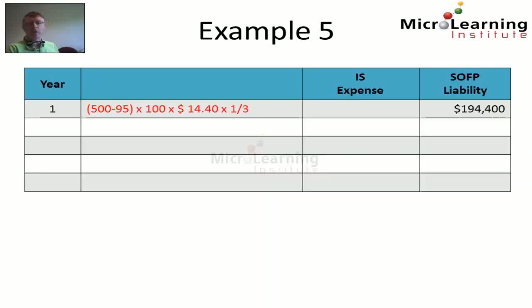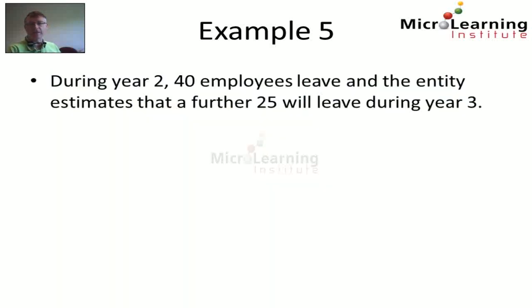So when we look at year 1, we say that we had 500 employees, and we anticipate that a total of 95 of them will leave. They're all going to be entitled to 100 SARs, and again the fair value of the SARs at year end year 1 is $14.40, and of course we time apportion this liability over the vesting period, which is 3 years. So the cumulative liability that we recognize to our statement of financial position at year end year 1 is $194,400, and of course we recognize a corresponding P&L expense.